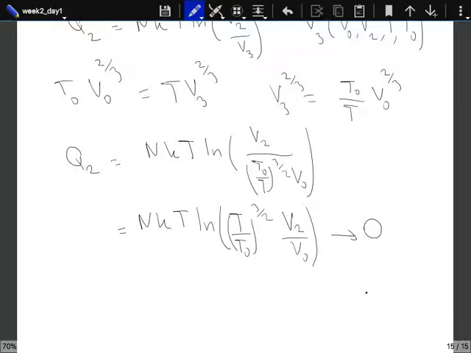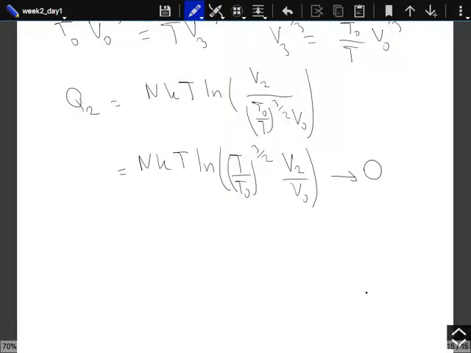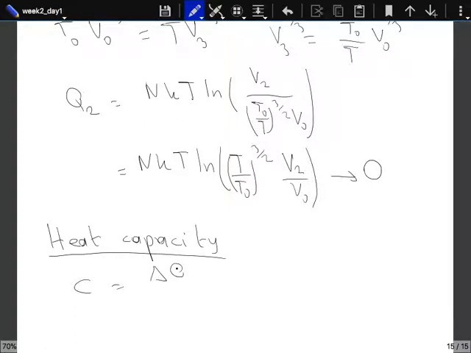Now, of course, there's still the question: how is the change in the temperature, the heat extracted, related to the temperature? So this is the heat extracted. Now, to specify that property, we define what is called the heat capacity of a given system. The heat capacity C is equal to the heat given to the system divided by the temperature change that heat causes in the system.